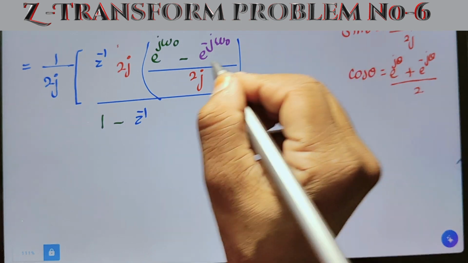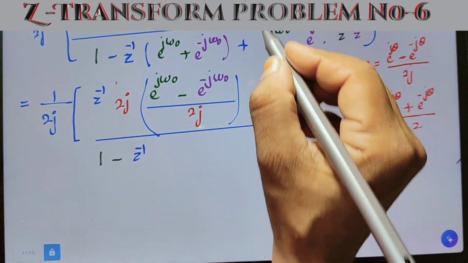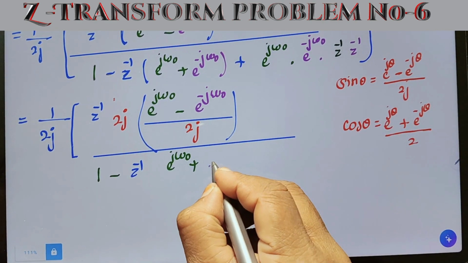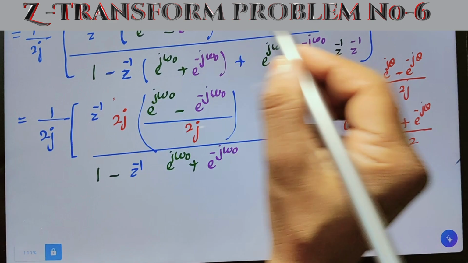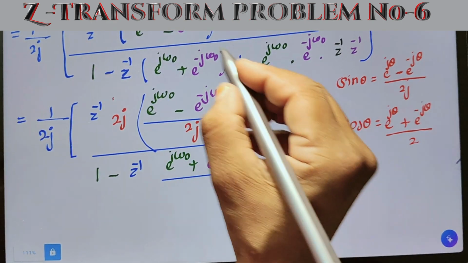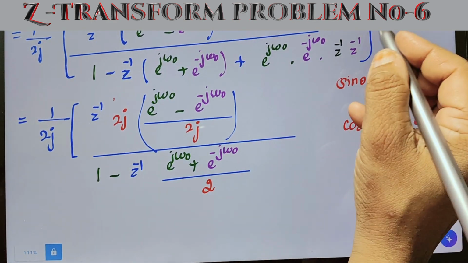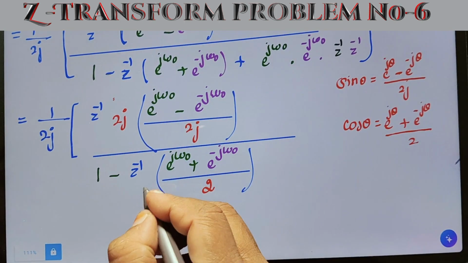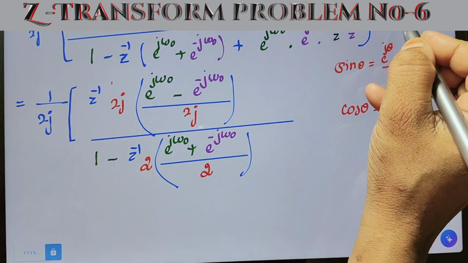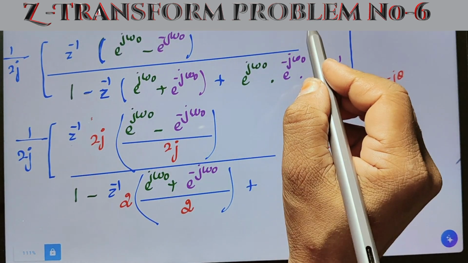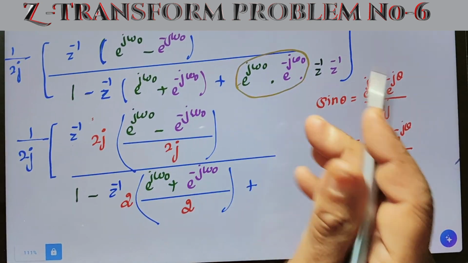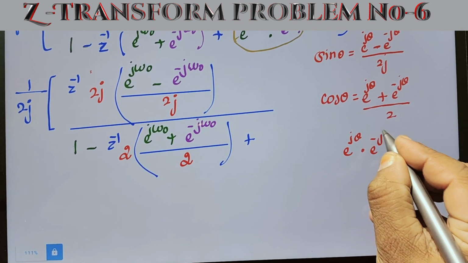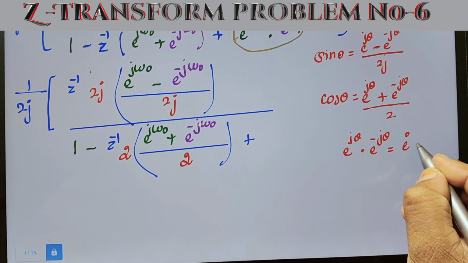Write the given term e power j omega naught, in between plus, likewise write the second term e power minus j omega naught, divided by the missing term 2, not 2j. Here also, for convenience of the value, multiply by 2. Write the remaining term plus, here e power j omega naught plus e power minus j omega naught. We know e power j theta dot e power minus j theta, both get cancelled, e power 0 equal to 1.